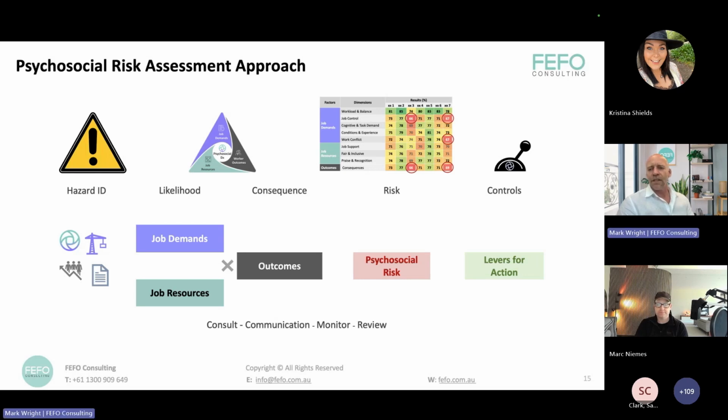So again, not telling people how to apply basic risk management principles, but in a psychosocial framework, there are some things to think about in terms of the various psychosocial factors that need to be considered when you are looking at the likelihood and consequence.